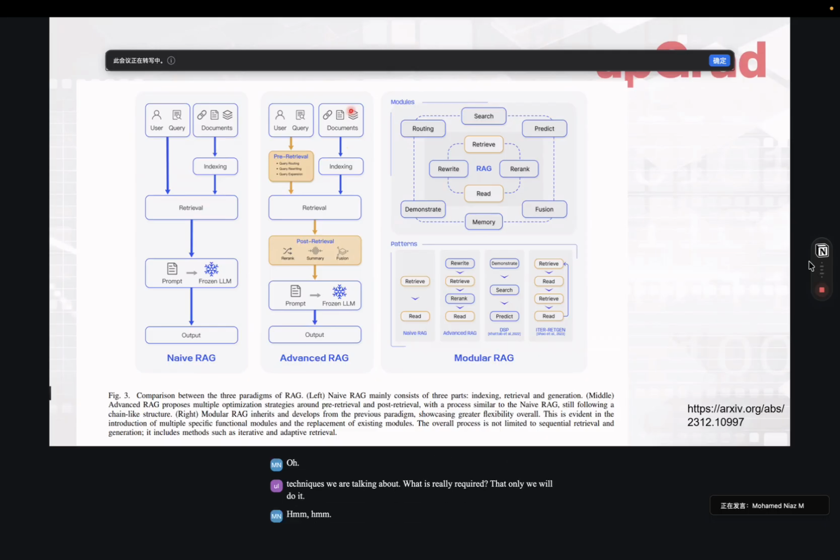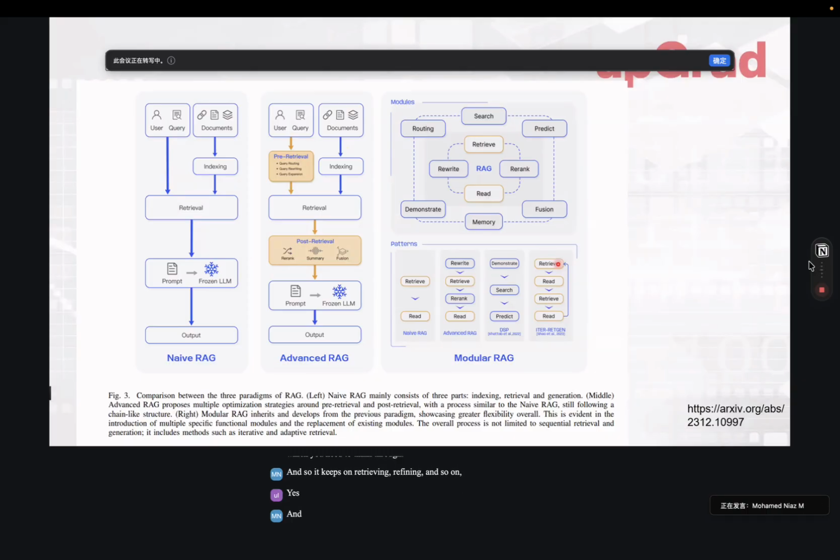And when it comes to modular RAG, it's an iterative approach. This is a very costly thing to go to. This is the last option which you need to think through. And so it keeps on retrieving, refining, and so on.